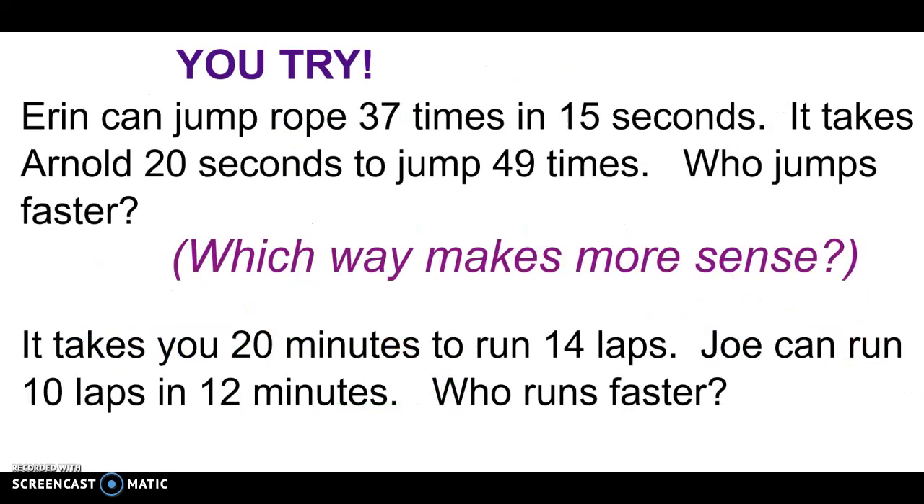So there are 2 more problems here. Think about which way makes more sense to set up your rates, and then make sure you set them up the same way. So you're going to find the rate for Aaron and the rate for Arnold, and then pick who's jumping rope faster. Find the rate for you, find the rate for Joe, and pick who is running faster. Okay, and then we'll talk about the answers. So pause here and try both of these. Work them all the way through, label every number, find your answers, and decide who's faster.